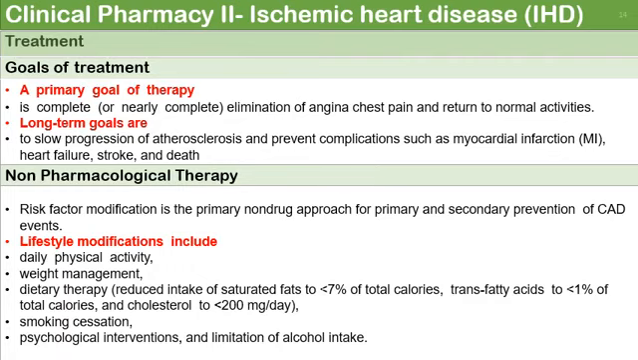After relieving the chest pain, we try to prevent complications by modifying risk factors. We know there are modifiable and non-modifiable risk factors. The non-pharmacological treatment includes lifestyle modification: maintain physical activity like mild walking, weight management, and dietary therapy by reducing the intake of saturated fat, calories and trans fat. Cholesterol should be reduced to less than 200 mg per day, with smoking cessation, psychological intervention for phobic attacks, and limitation of alcohol intake.